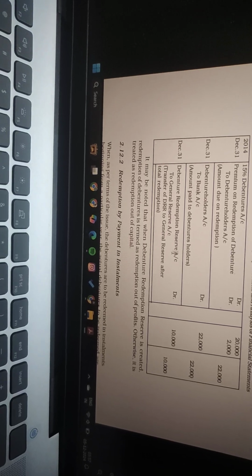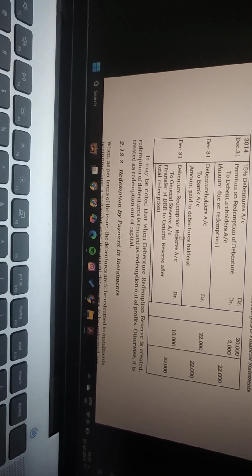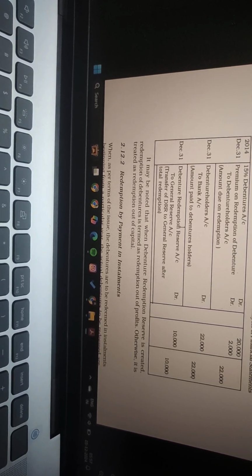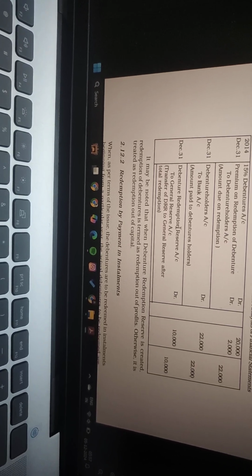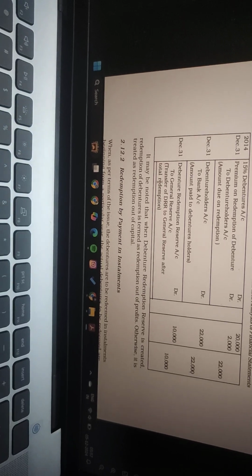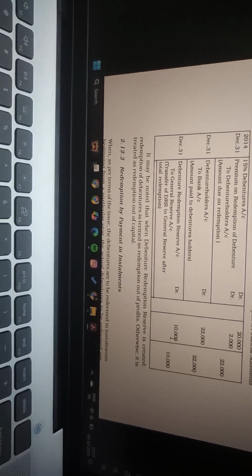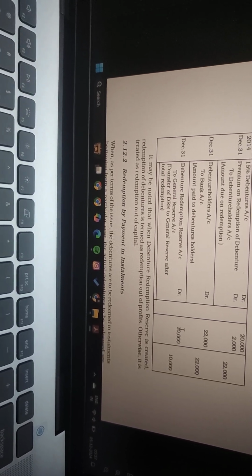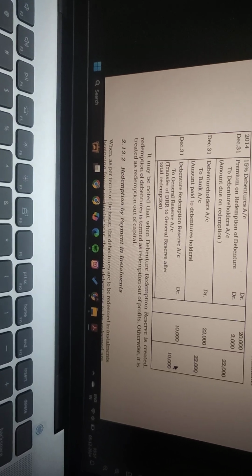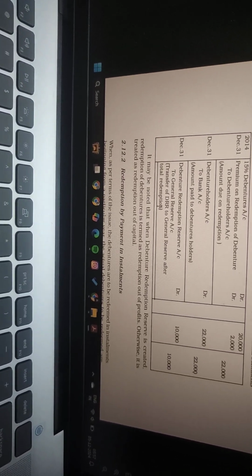Then on the same date, after the redemption of debentures, when the amount is paid to the debenture holders, we have to transfer the debenture redemption reserve account to general reserve, as I said earlier. The entry will be debenture redemption reserve account debit to general reserve. We have already calculated the minimum amount to be transferred to the debenture redemption reserve, 10,000. Then narration: transfer of debenture redemption reserve to general reserve after total redemption.